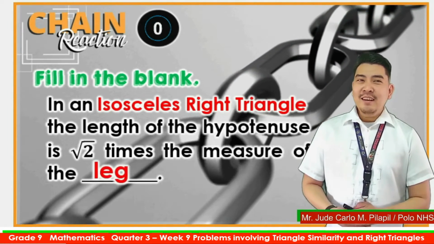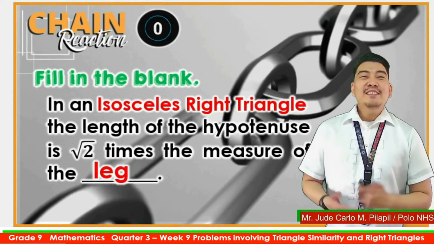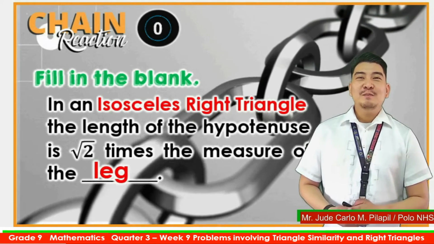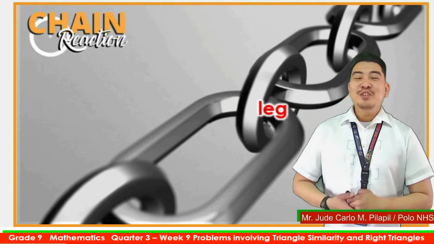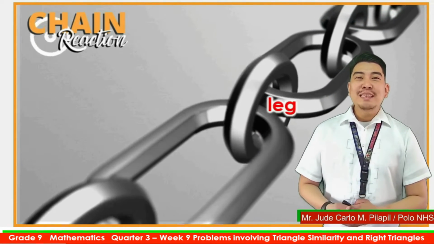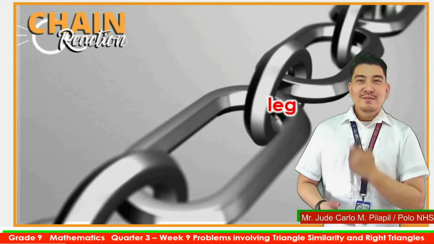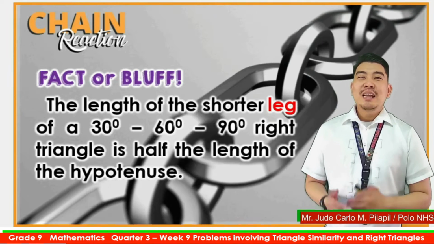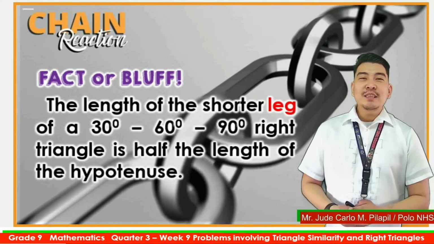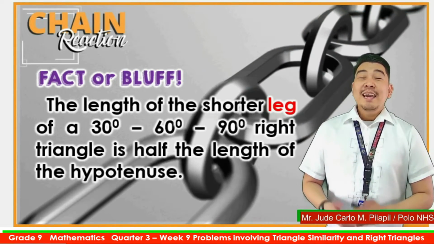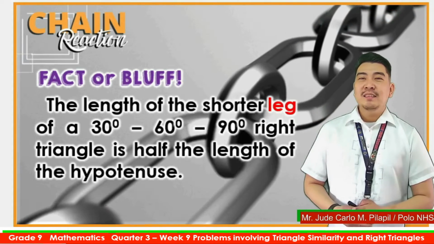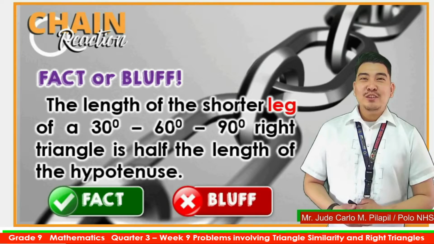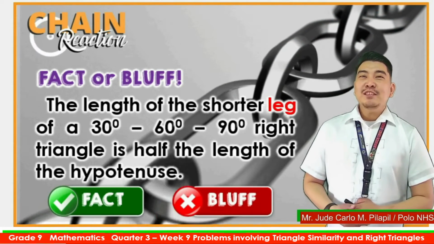If you answered leg, you are awesome! It seems that you can still remember the topic about special right triangles. Chain, chain, chain. What is the next question that will use the hint word leg? Fact or bluff? The question goes: the length of the shorter leg of a 30-60-90 right triangle is half the length of the hypotenuse. Is it a fact or a bluff? Analyze the question carefully. Your time limit starts now.